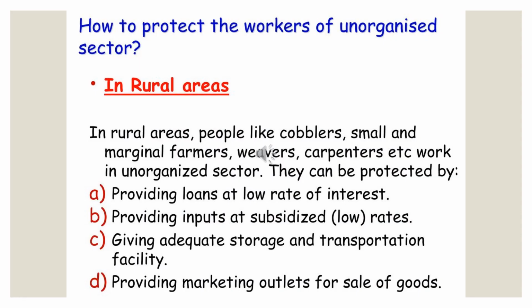How to protect the workers of the unorganized sector? Now, in the rural areas, people like cobblers, small and marginal farmers, weavers, carpenters, etc. work in the unorganized sector. They can be protected by providing loans at a low rate of interest, providing inputs at subsidized or low rates. Inputs are all those requirements that are needed for producing a particular product. Giving adequate storage and transportation facilities, providing market outlets for the sale of their goods.